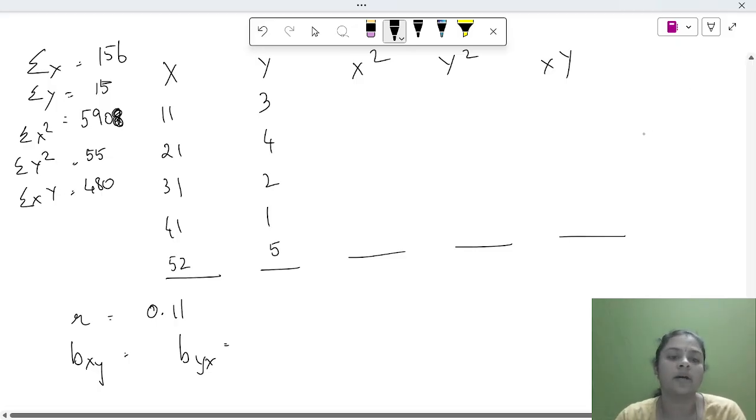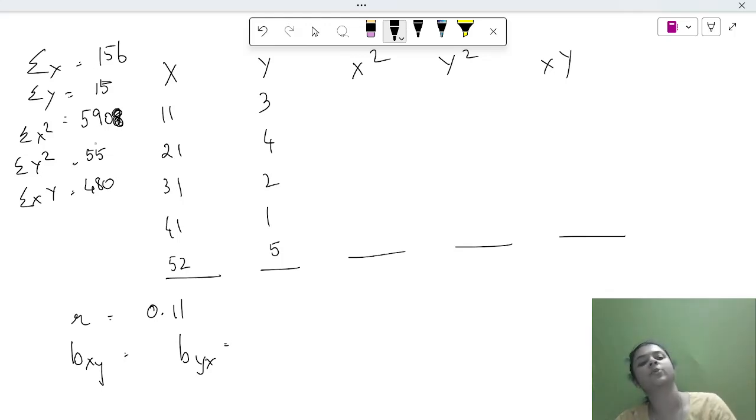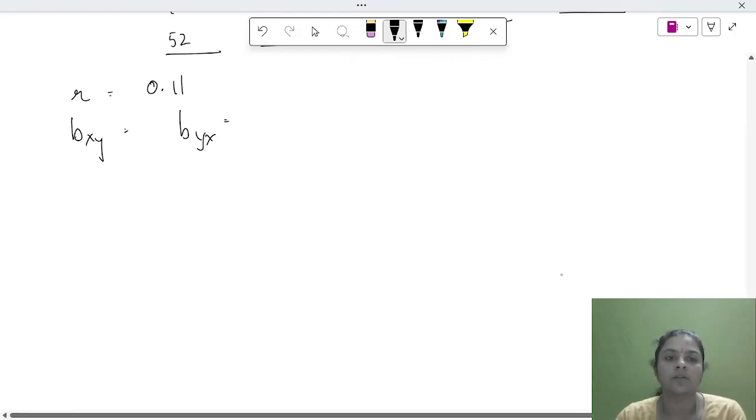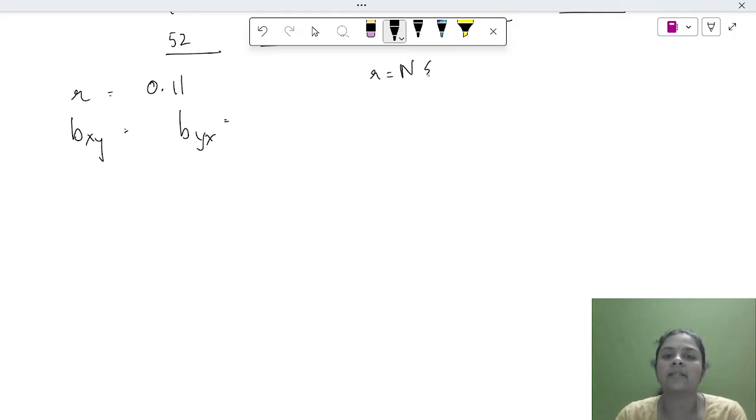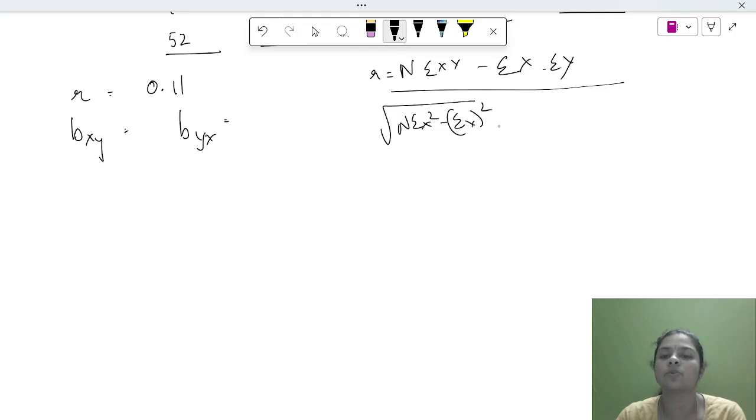Yes, so here these are the values of sigma x, sigma y, x square, y square and xy that you all have given me. Now R is 0.11, is what our friend is saying. So for R, I am repeating the formula again: n sigma xy minus sigma x into sigma y divided by root of n sigma x square minus sigma x the whole square into root of n sigma y square minus sigma y the whole square.